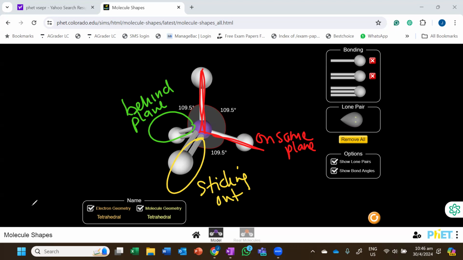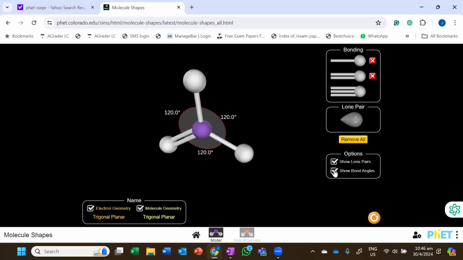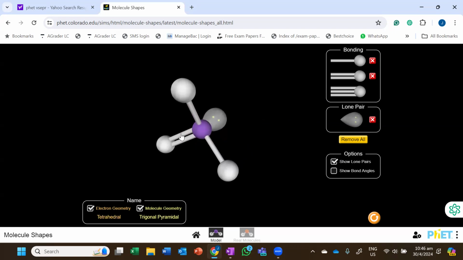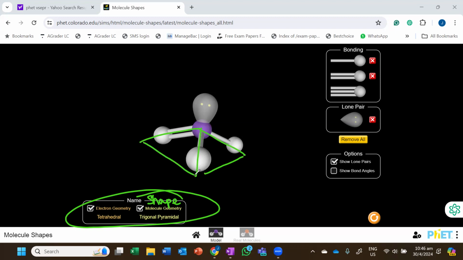Okay, so if we remove one and change it to a lone pair, the angles are not very accurate here, but you see the name of the shape has changed. It's no longer tetrahedral, but trigonal pyramidal. So this is the shape. The molecular geometry is the shape. It's trigonal pyramidal because it looks like a triangle pyramid tapering upwards.